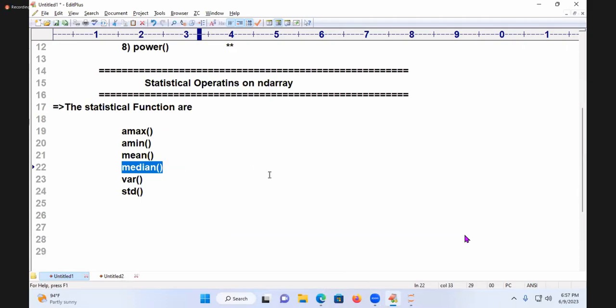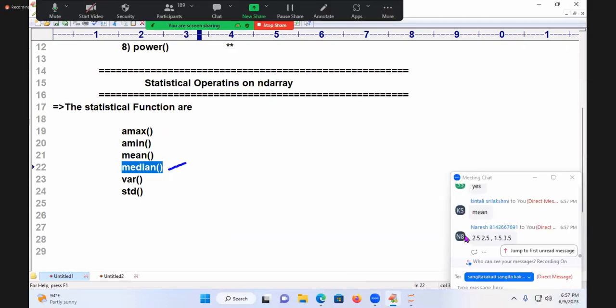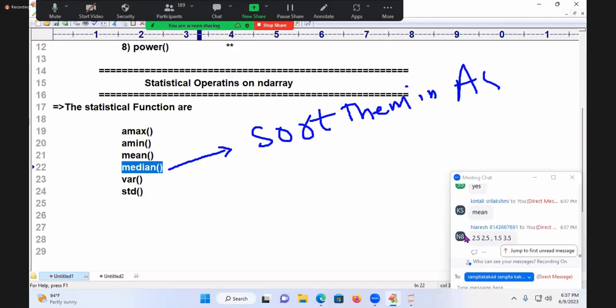I want to go for it. What is the median, sir? Median is nothing but first it will take all the elements of the ND array, sort them in ascending order, and select the center element.